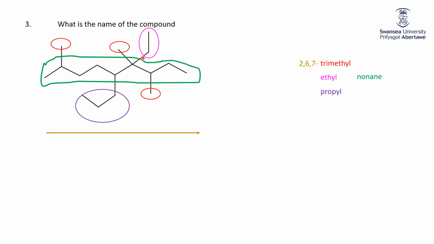The ethyl here is at 1, 2, 3, 4, 5, 6, carbon 6. And the propyl group is at 1, 2, 3, 4, 5, carbon 5. Now putting those in alphabetical order, as we said, ethyl first, 6-ethyl, 2,6,7-trimethyl, because M comes before P, and then 5-propyl.